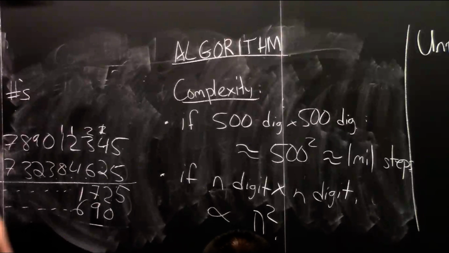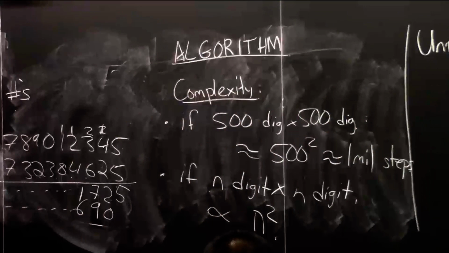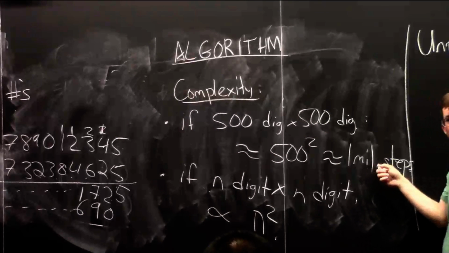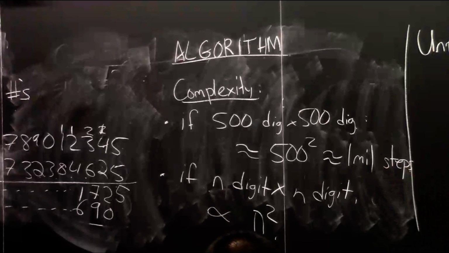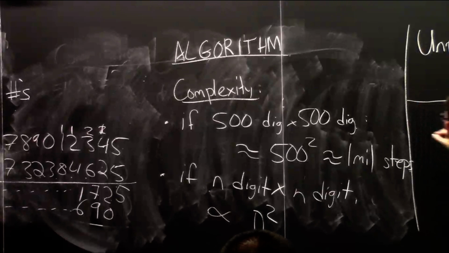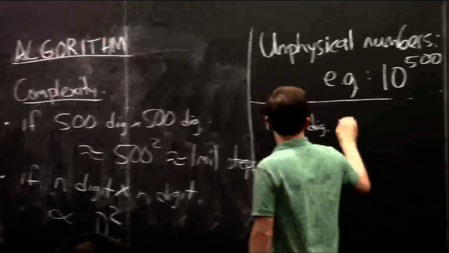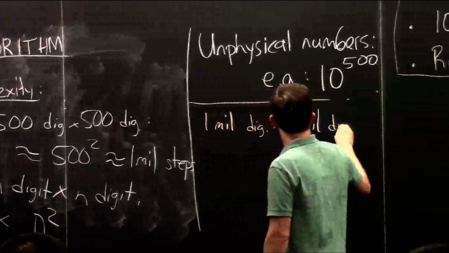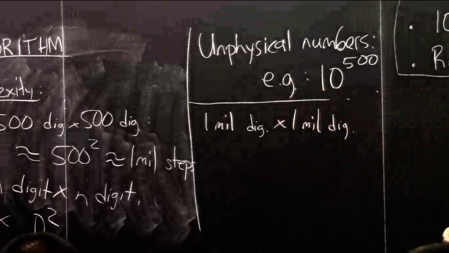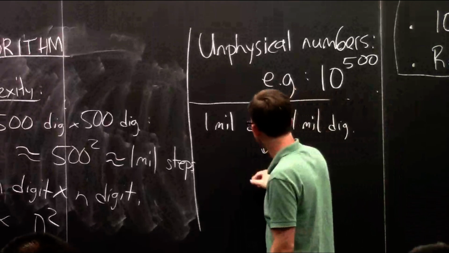And this is a good algorithm for us because this is a physical number. 1 million steps is fine. For example, if we wanted to multiply a 1 million digit number times a 1 million digit number, that'll be like a million squared. That's 10 to the 12, which is a trillion. A PlayStation can do this in 1 second.